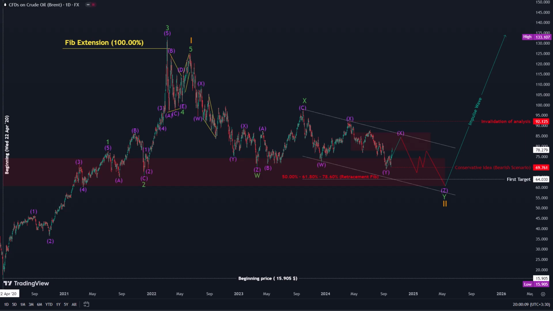Second scenario, waves 1 and 3 are almost equal in size, which could cause a shortening of the fifth wave. The second wave is a triple zigzag, forming the W wave, and the X wave is a simple zigzag pattern. It's also possible that the Y wave is a triple zigzag and reaches the first target before reversing to start the third wave.